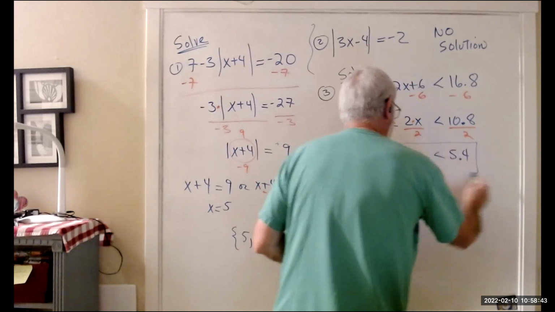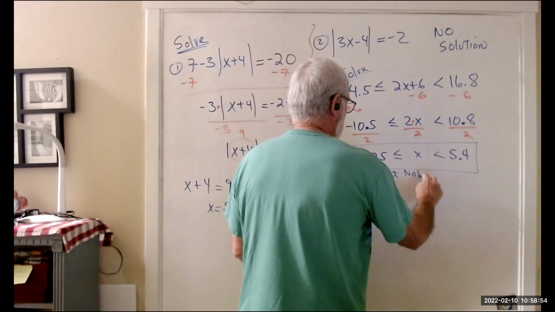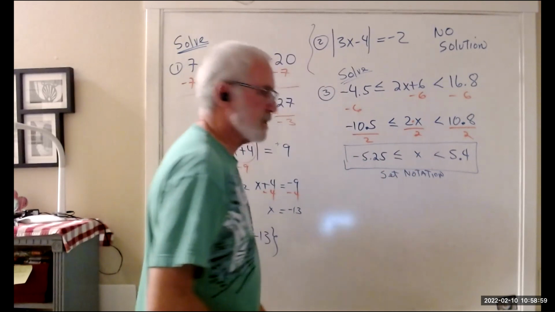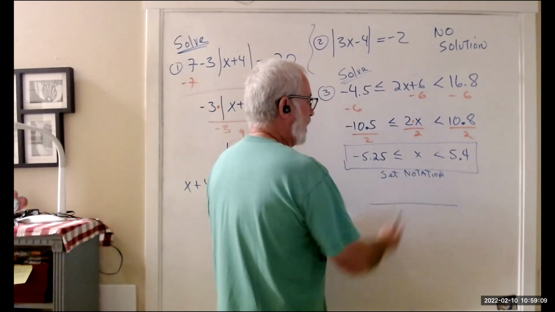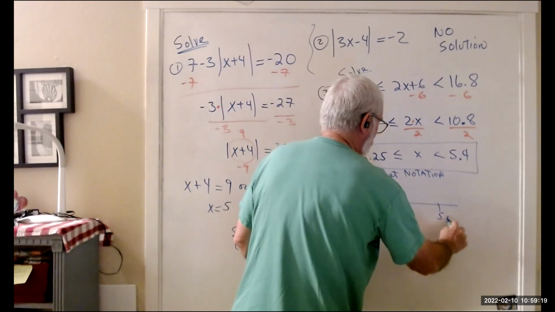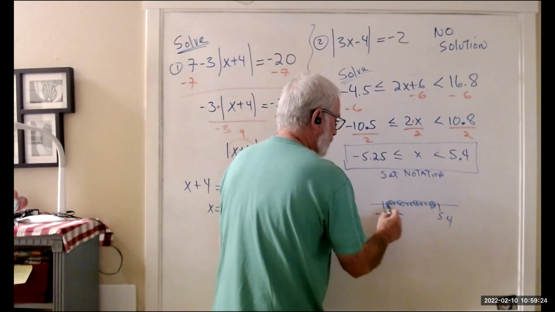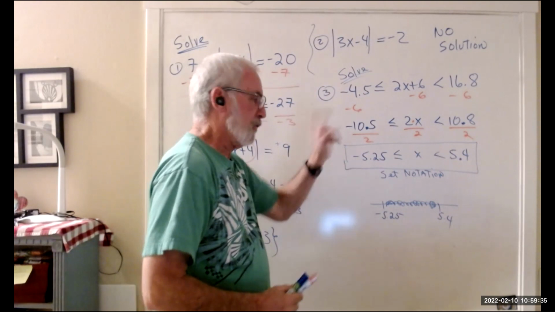Okay, this answer is correct, but it doesn't follow my instructions. This is called set notation. Okay, and I know I didn't say to graph, but I'm real big on graphing. What this is saying literally is X is every number in between negative 5.25 and positive 5.4. Okay, and so to graph that, we shade in between those 2 numbers. Literally, that's what that says. X is every single number in between those 2. Except, what do I put out here on the 5.4?